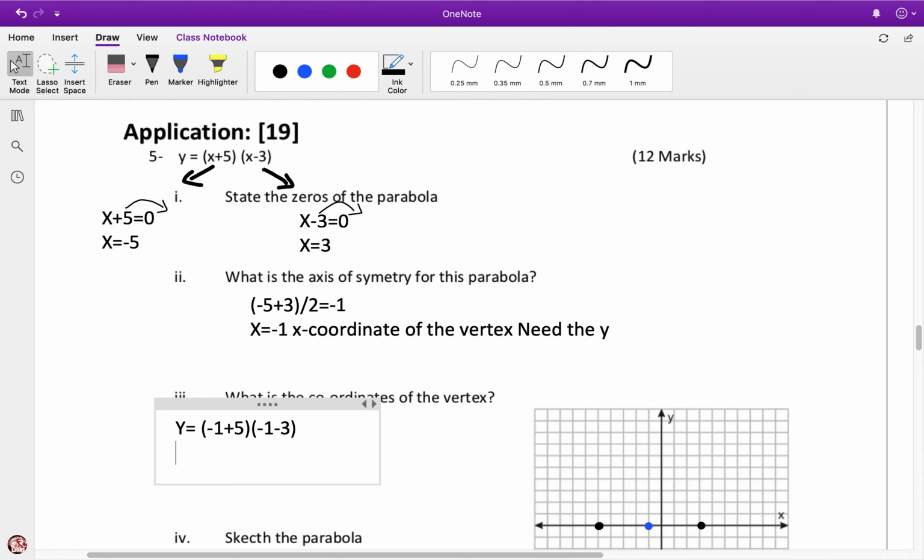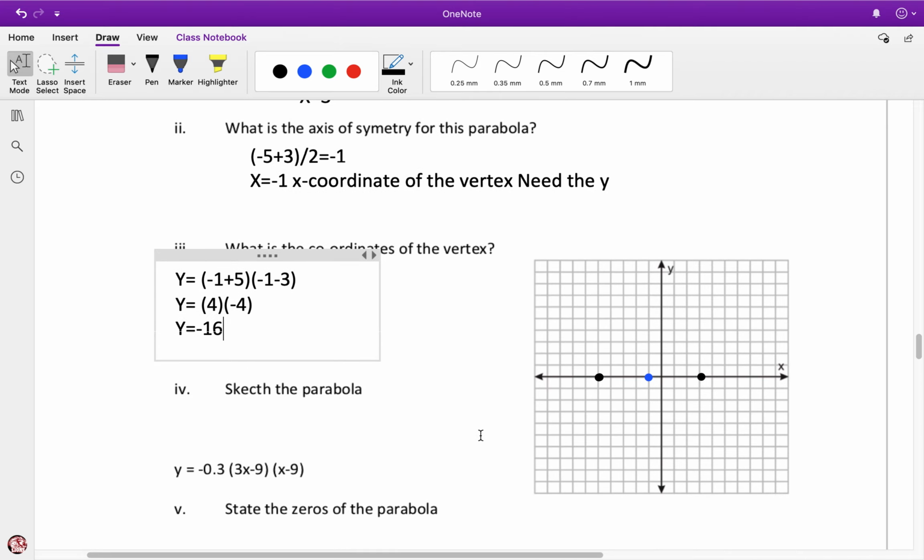So this is going to equal y equals 4 bracket negative 4. So y equals negative 16. Correct? 4, negative 1. Yep. So that means it's negative 16. So I can put another dot here.